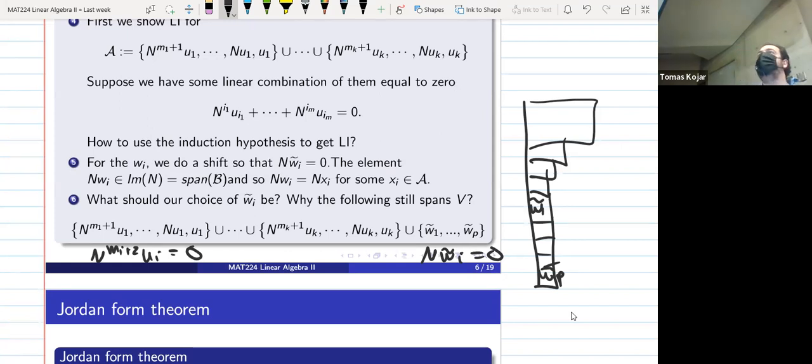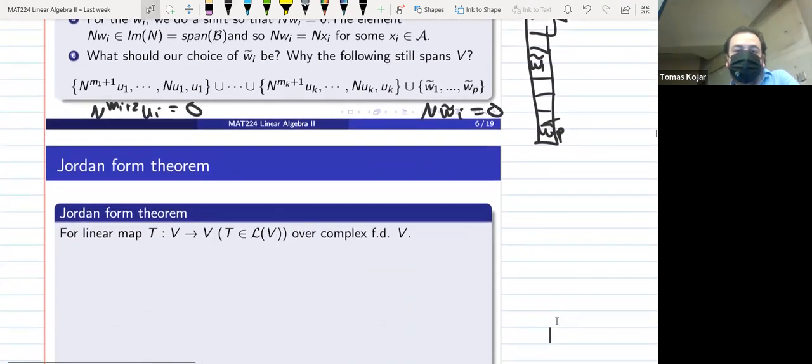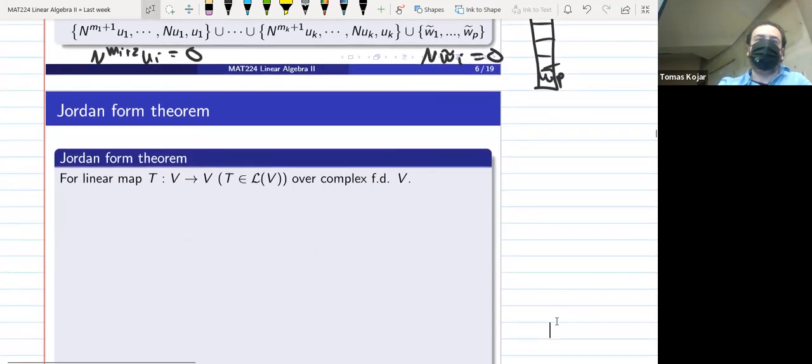But we know our kernel was non-injective, so we know there's stuff in there. Okay, questions? All right, so this was the meat of the proof. Now let's finish up with Jordan form.